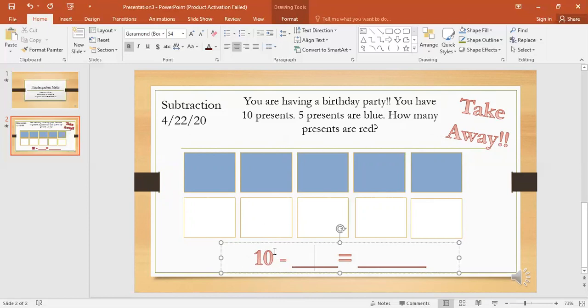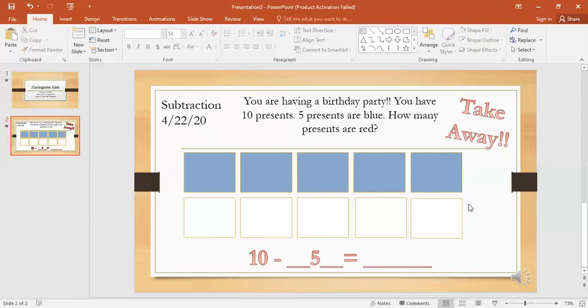Okay, so I know I have 10 presents. My total, 10 minus or take away. What number is going to go in this next spot right here? Did you say 5? Good. Remind me again why 5 is going to go in this next spot. Good, because I had 5 presents that are blue. So now I have 10 take away 5 equals our mystery number.